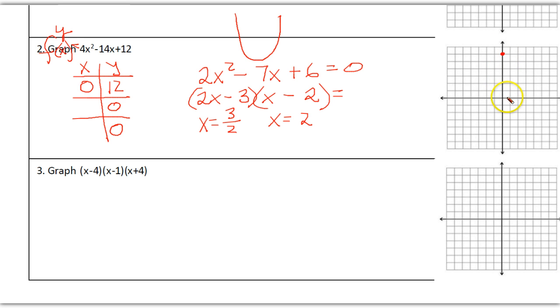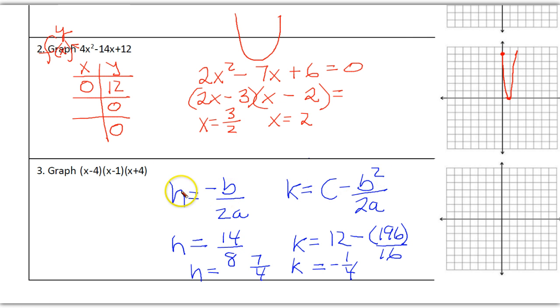Now remember, each of these are 2, so 1.5 is there, and 2 is there, and we just have to figure out what our vertex is. So we start to get it coming down like so here. It's going to go just beyond that. We need to find the vertex.